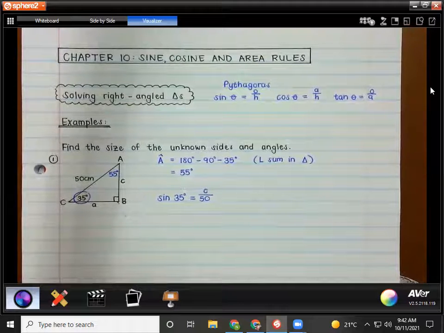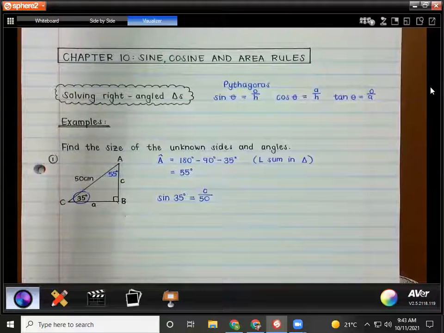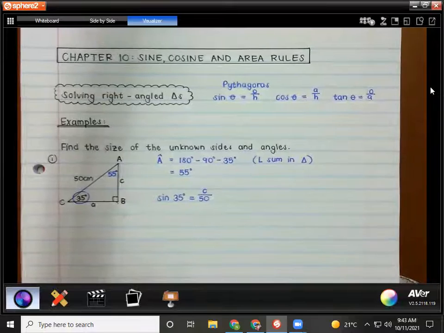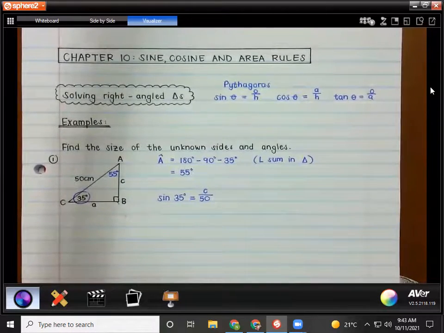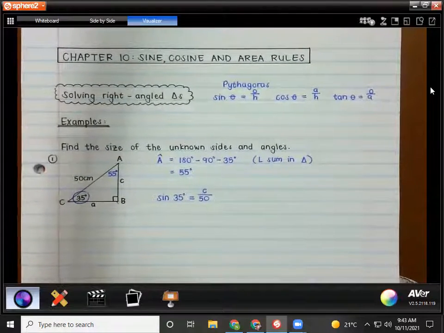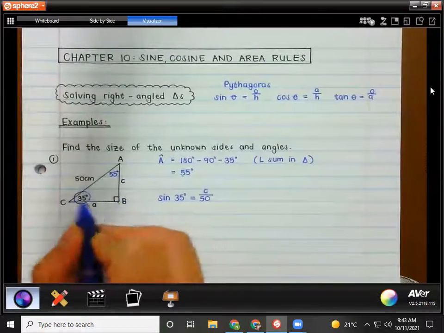Right, so when you're using any one of those three, okay, 50 centimeters. That's fine, it's cool. No worries, it happens. 50 centimeters. All right, guys, that's what you have to do.